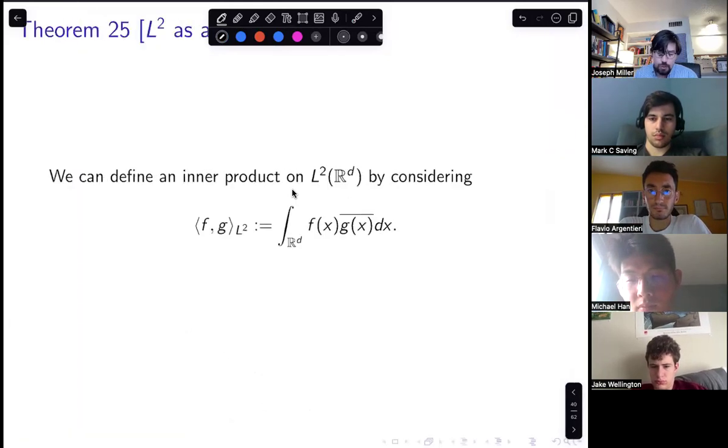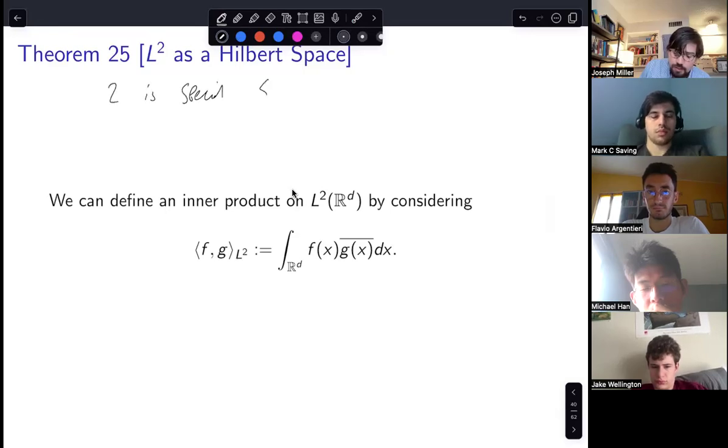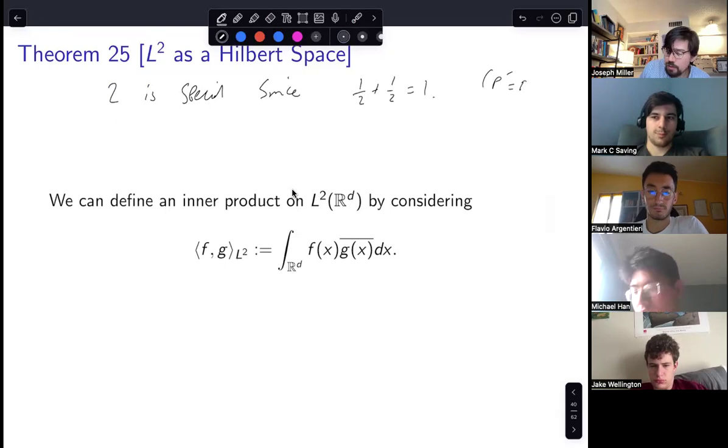Great. So here's another functional analytic thing. L2 is special in some sense. In particular, 2 is special, since 1/2 plus 1/2 equals 1. So what I'm saying is p prime equals p. So in some sense, the dual is the same space.